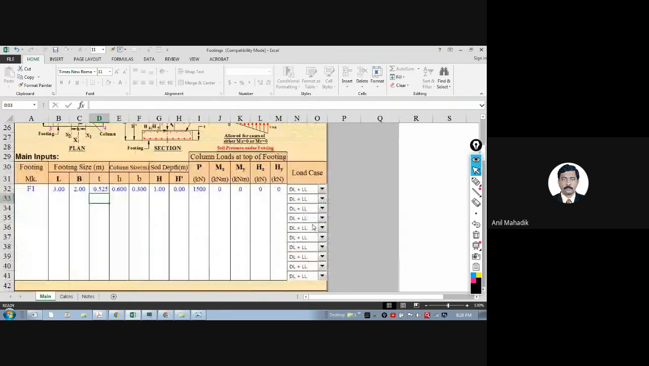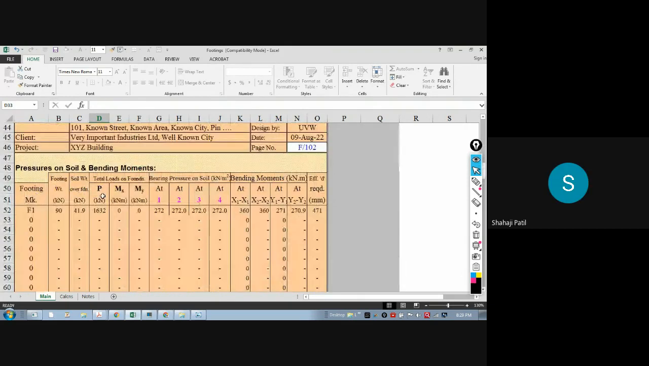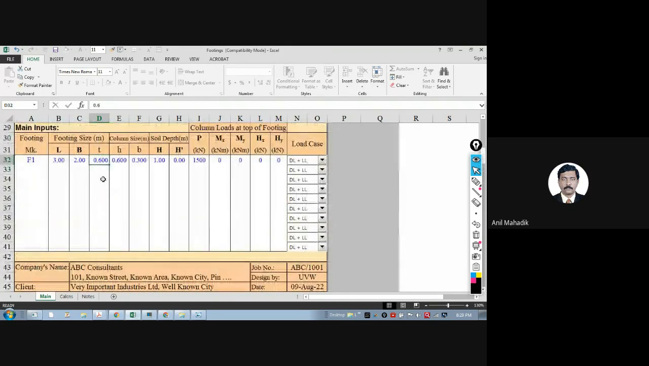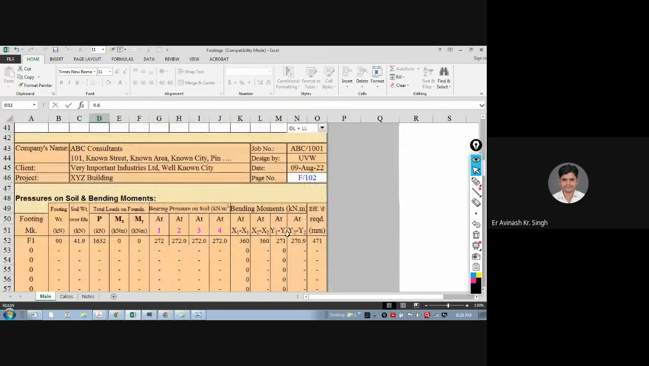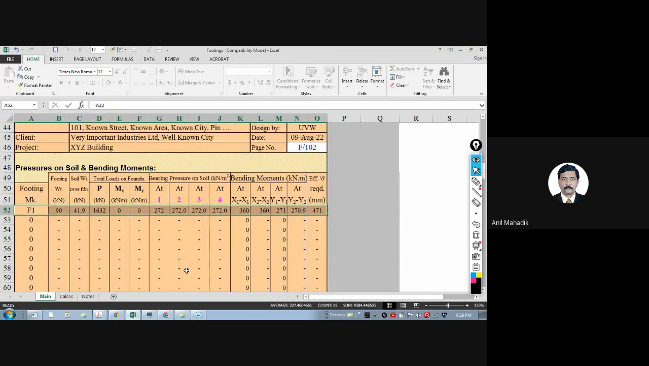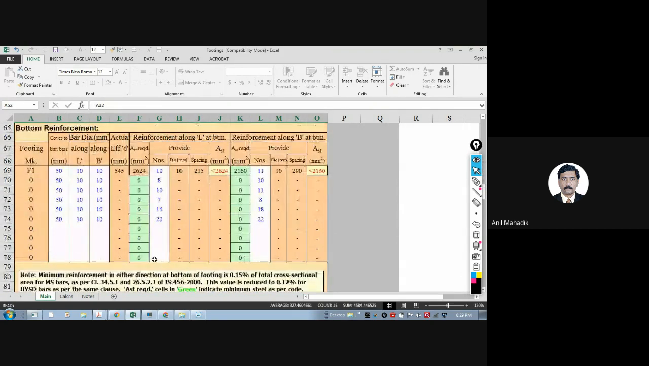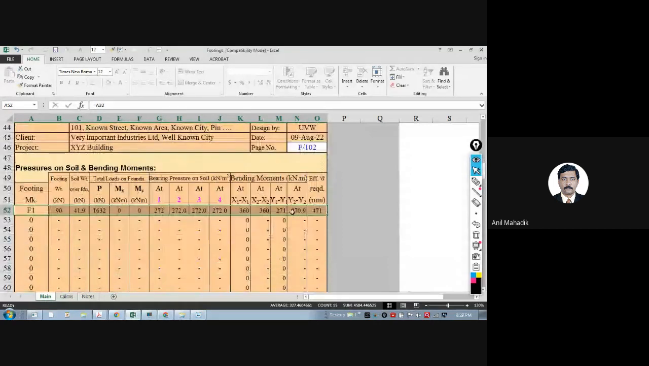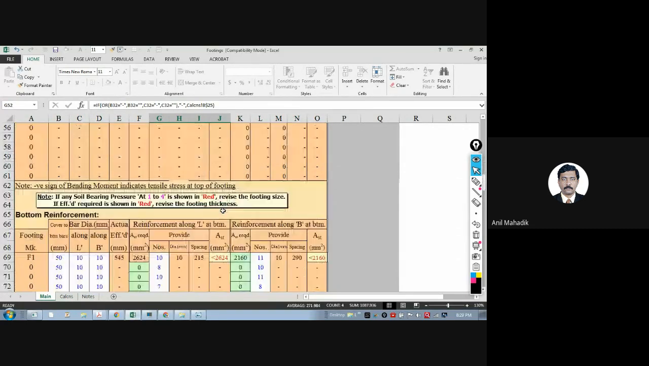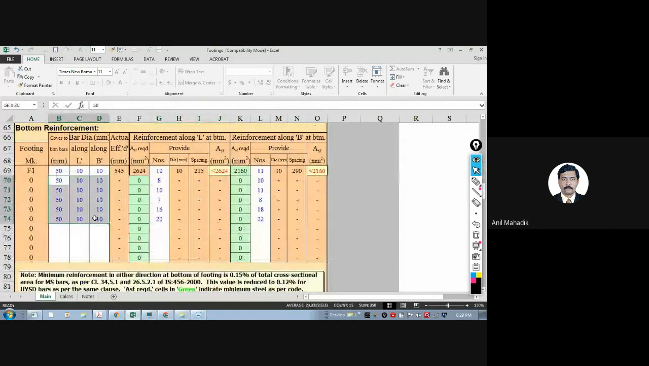550. 600. Okay. Yes, sir. Now it is no red color, so it is safe. There is no red color over here, so it shows safe. So bending moment depth criteria is satisfied. Then bearing pressure criteria is also satisfied. It is less than SBC. Now we will design the footing steel.